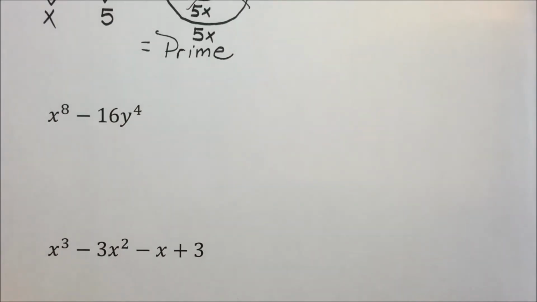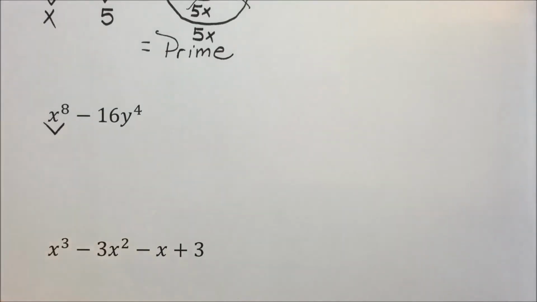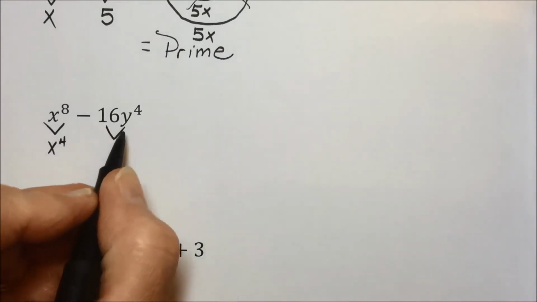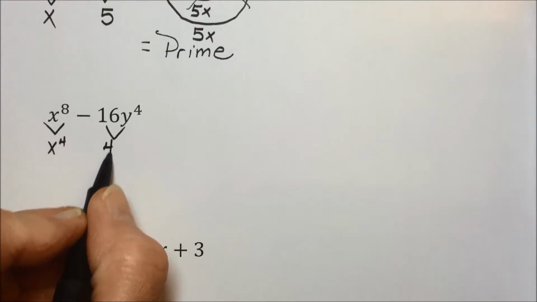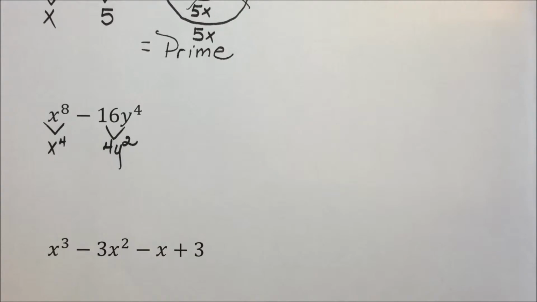In this next example, two terms, nothing common other than 1. Is it a difference of squares? What times what gives you x to the 8th is x to the 4th. Is this a perfect square? What is the square root? 4y squared times 4y squared would give us the 16, and it is a difference.